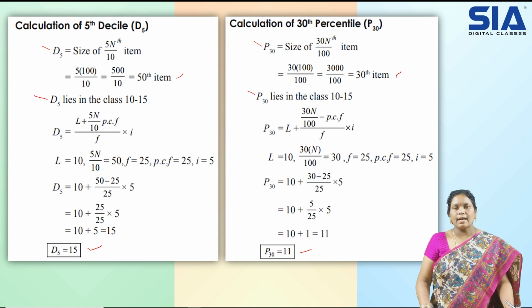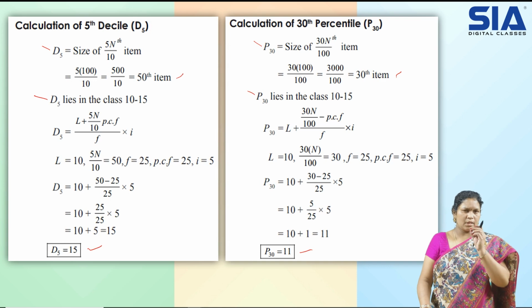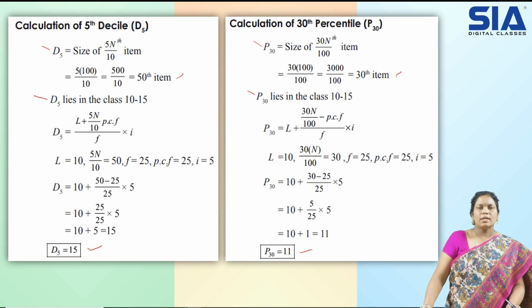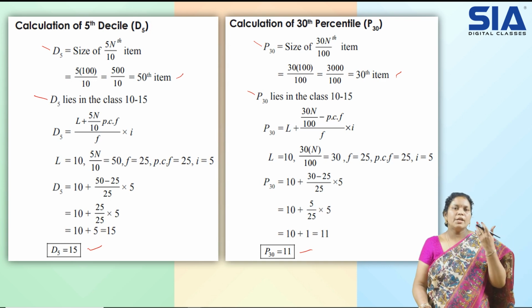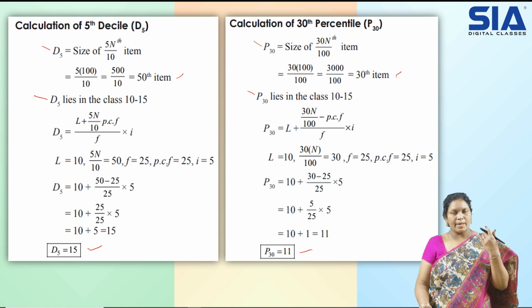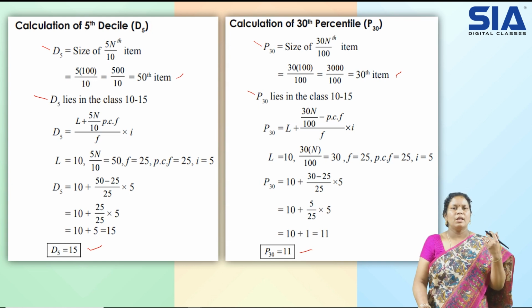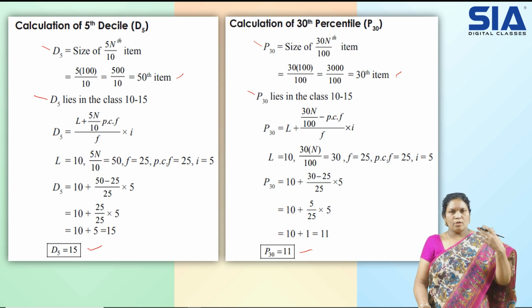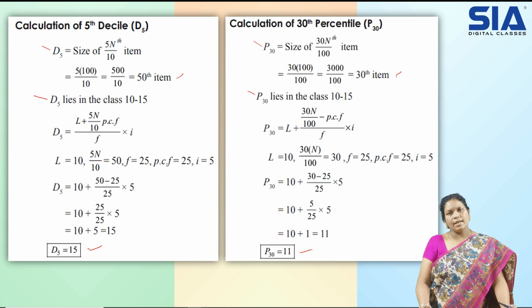So this is how we calculate all quartiles, deciles and percentiles, with a little difference in the formula. All others will be the same. Obtain the cumulative frequencies, then go for the particular class, whether Q1, Q3, decile or percentile class we have obtained, then go for its particular formula, substitute and get the answers.